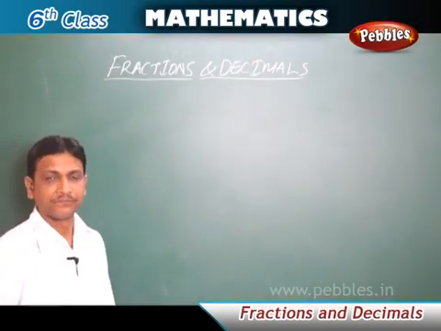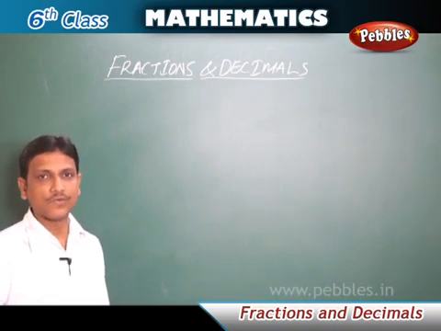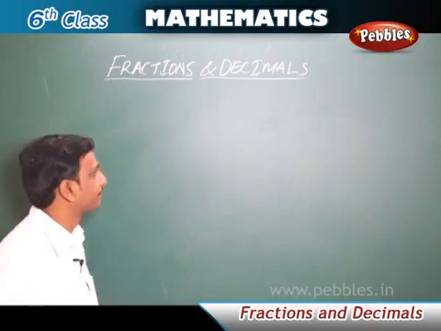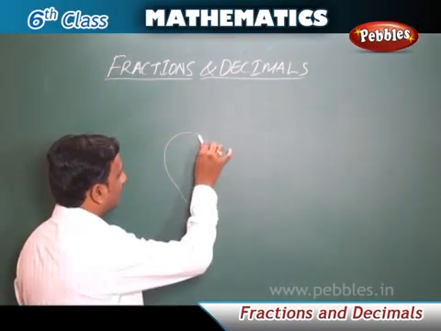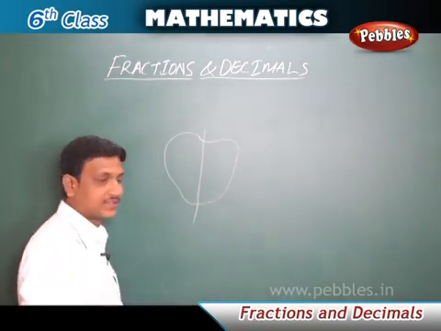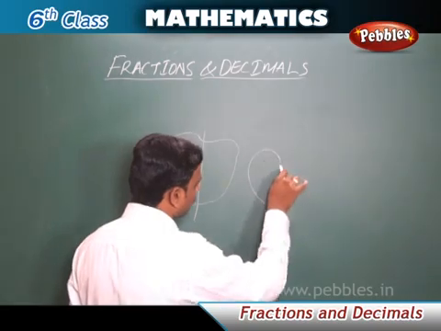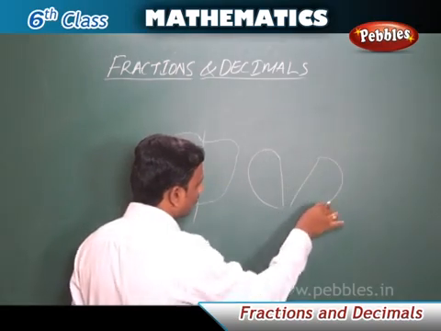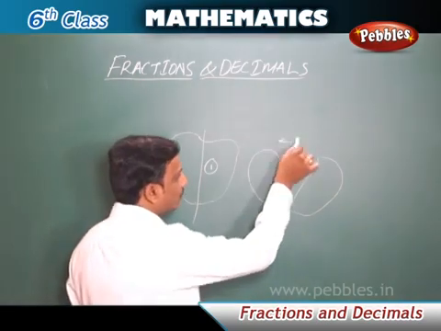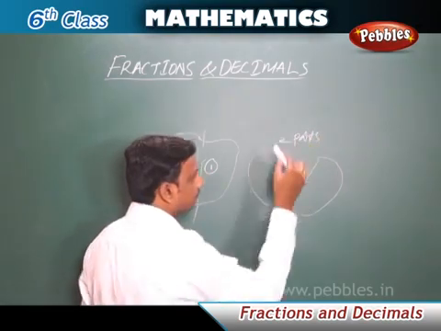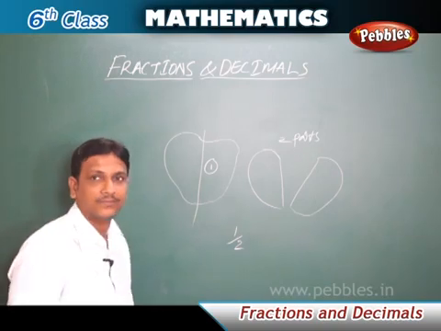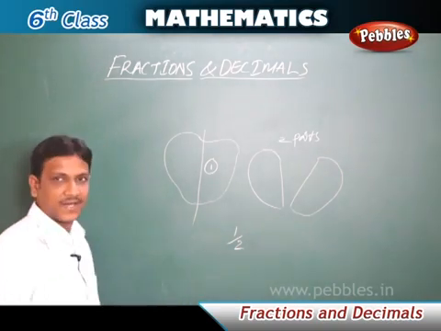Fractions and decimals. In this chapter, we are going to learn about fractions and decimals. First, let us see what is a fraction. Say, for example, here is an apple. If this apple is cut into two parts, we say one apple is made into two parts. Now each part is called 1/2, a half. So this is a fraction.